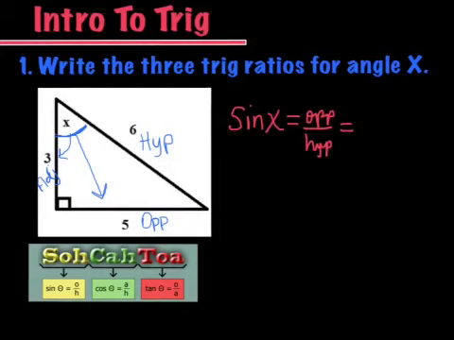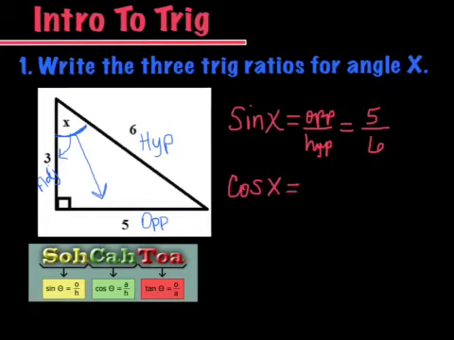So the opposite side we have labeled as 5. And the hypotenuse is 6. There's one answer. The next one we have to find is cosine of X.